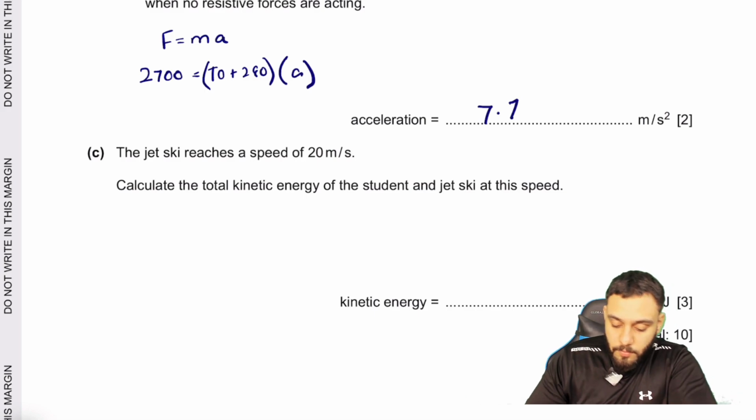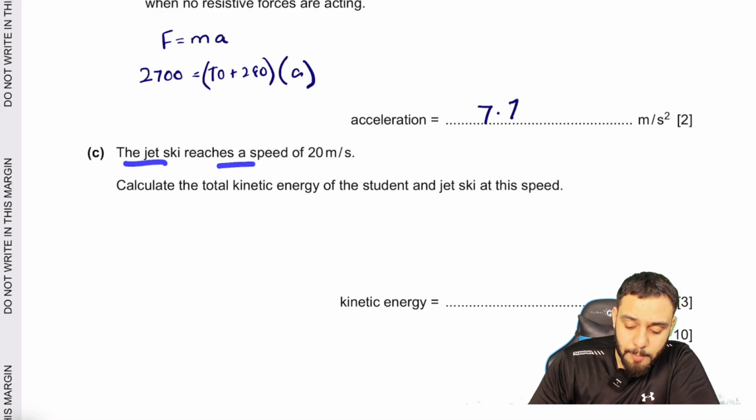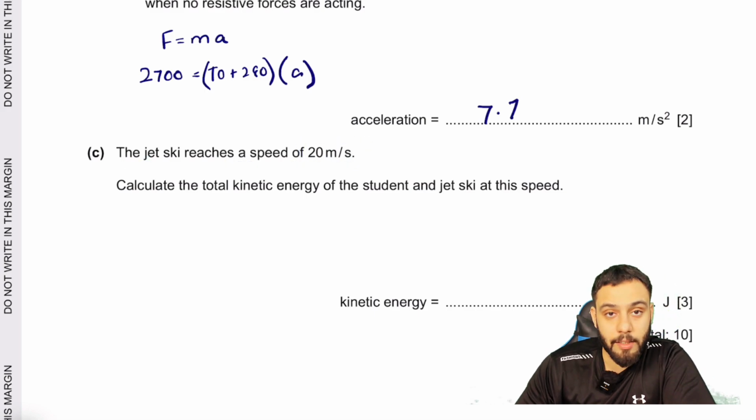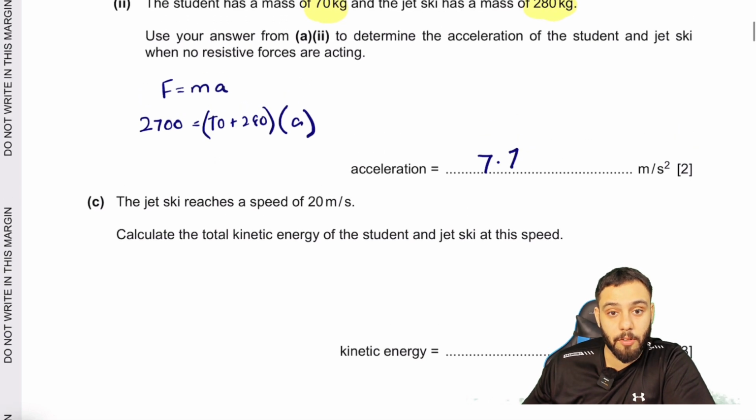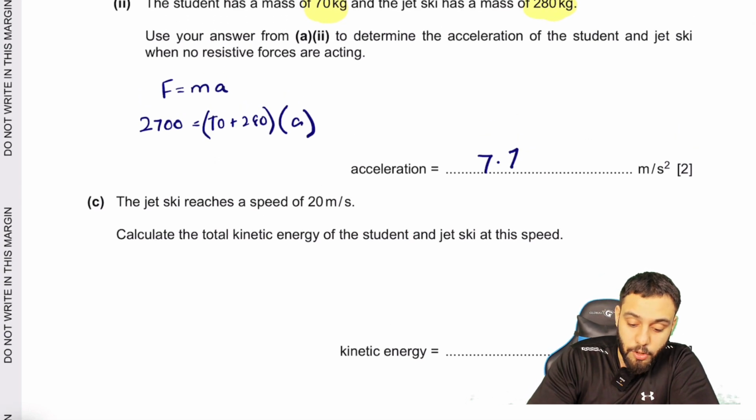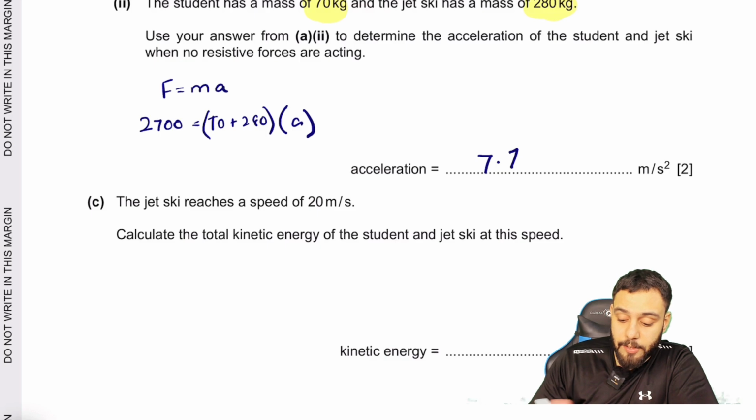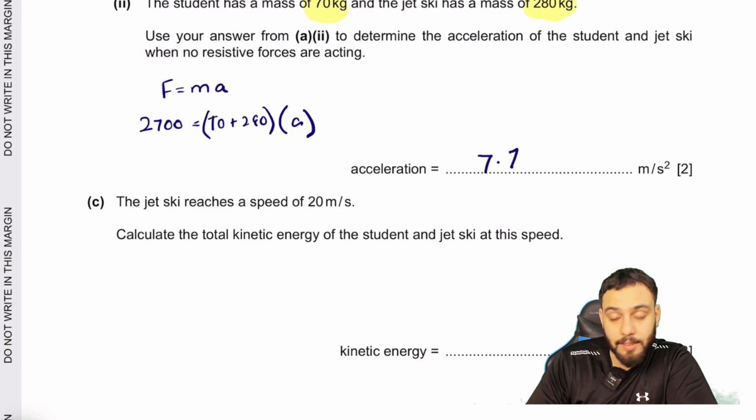Moving on. The jet ski reaches the speed of 20 meters per second. Finally, the jet ski reaches the speed of 20 meters per second, and I need to calculate the total kinetic energy of the student and the jet ski at that speed.